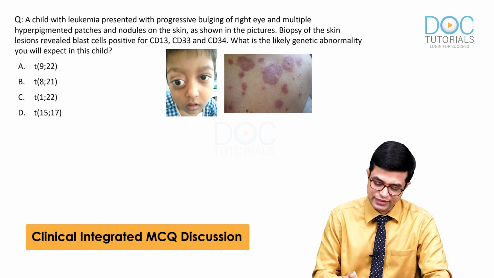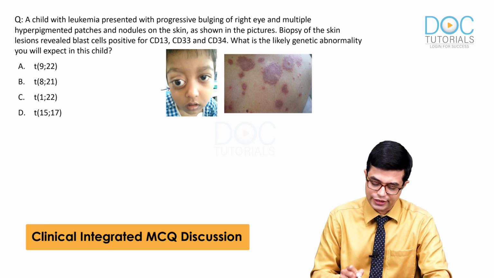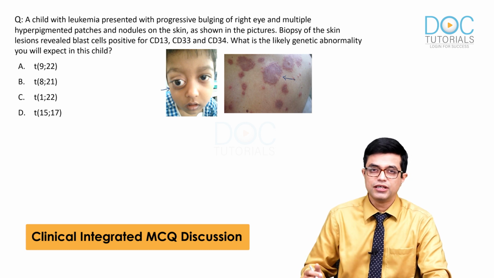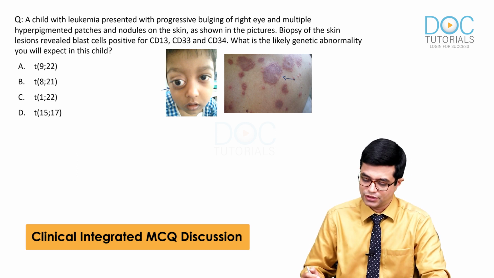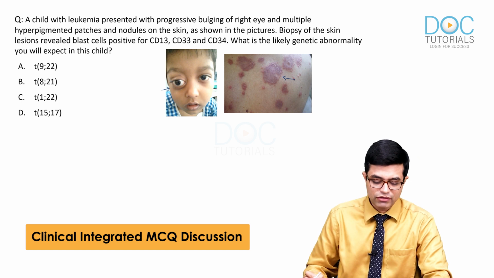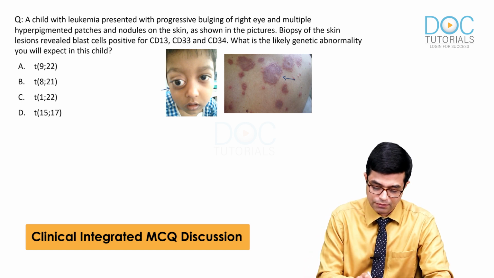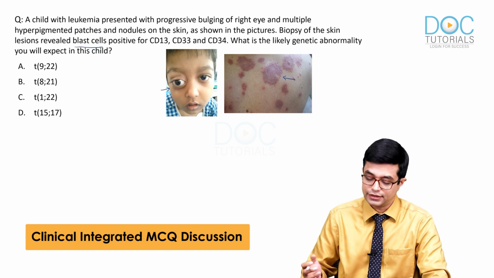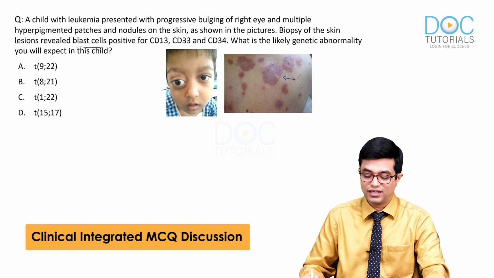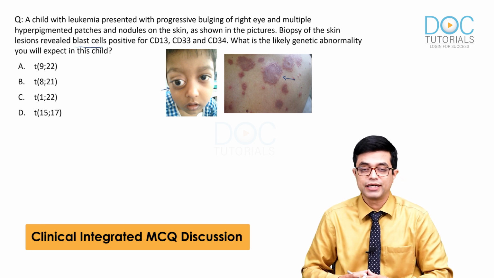As you can see in this child, the right eye is bulging and there are multiple hyperpigmented violaceous nodules and patches present on the skin. The biopsy of skin revealed blast cells positive for CD13, CD33 and CD34. What is the likely genetic abnormality you will expect in this child?